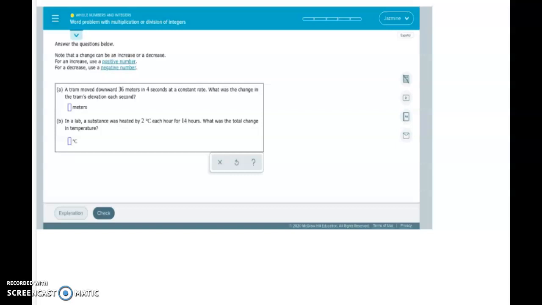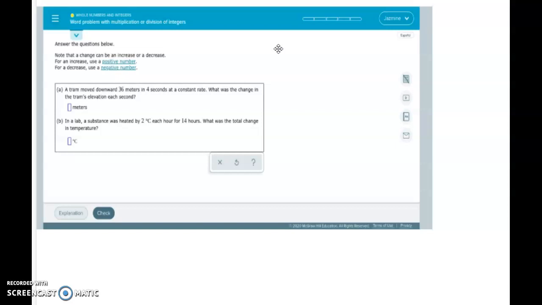Today, we're going to solve problems like these. It's called word problems with multiplication or division of integers. First, let's get reading with our instructions. Answer the questions below. Note that a change can be an increase or a decrease.